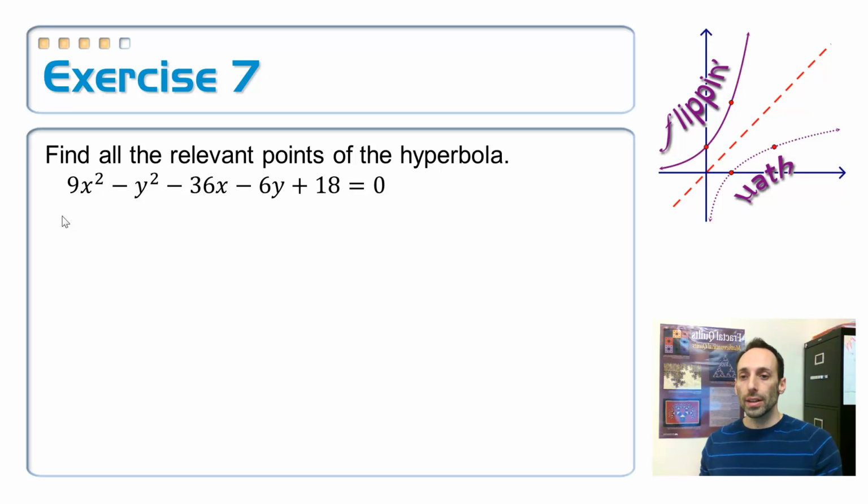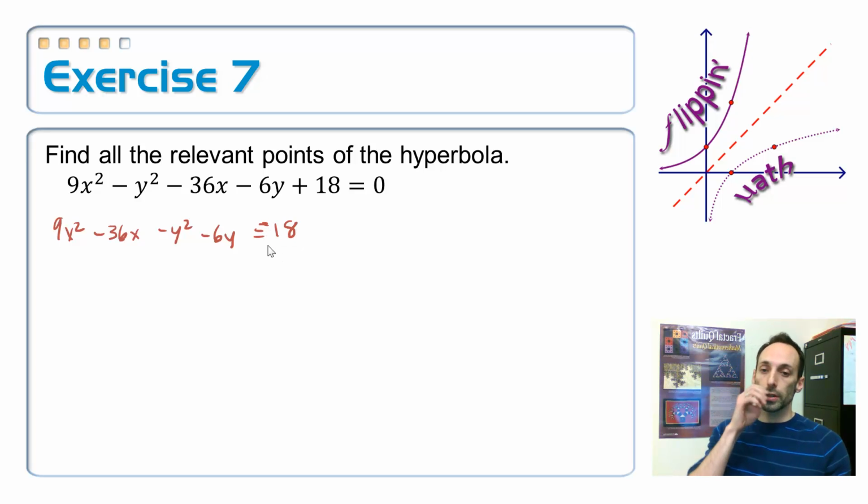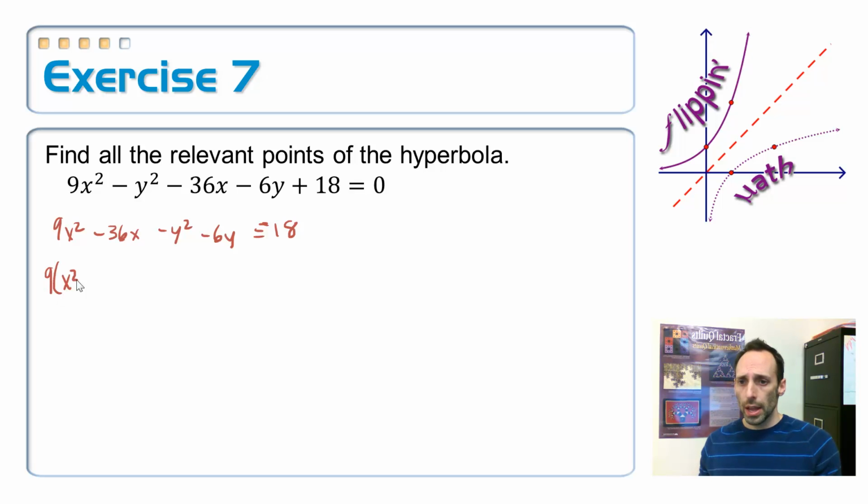Got to group up the x's together. So 9x squared minus 36x. Now group up the y's together. Negative y squared minus 6y. And then get rid of the 18. And that should be a negative 18 because I subtracted it. Okay. Now we have to complete the square. When you complete the square, the leading coefficient has to be a 1. So I got to factor out a 9: x squared minus 4x plus a blank.